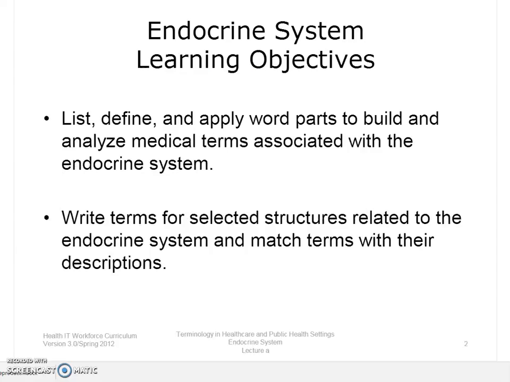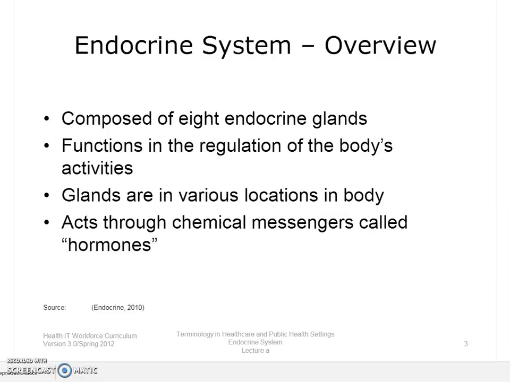The objectives for the endocrine system are to list, define, and apply word parts to build and analyze medical terms associated with the endocrine system, and to write terms for selected structures related to the endocrine system and match those terms with their descriptions. The endocrine system is composed of 8 primary endocrine glands that assist in regulating the body's activities. The endocrine glands are found in various locations throughout the body, as we will see in a minute. The actions of the endocrine glands also have effects throughout the body.